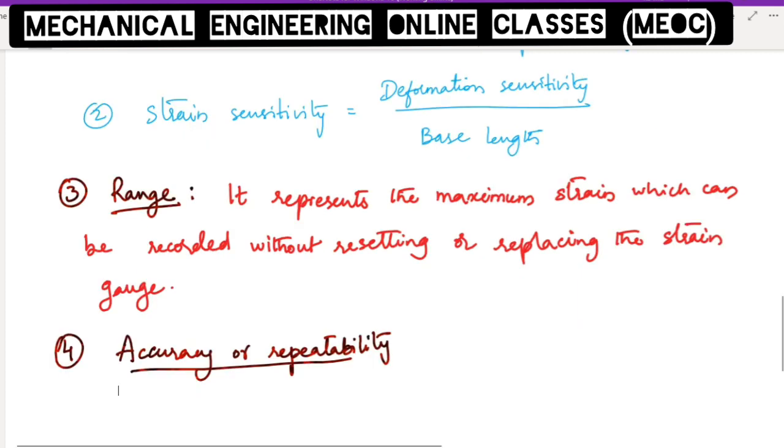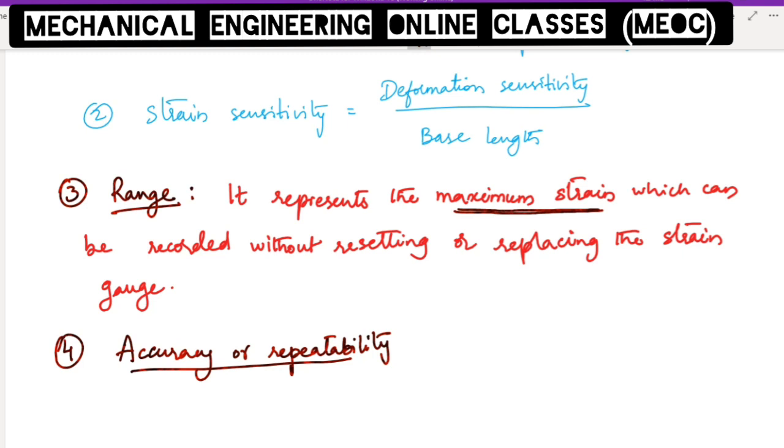The third characteristic is range. By definition it represents the maximum strain which can be recorded without resetting or replacing the strain gauge. So it is the maximum strain that can be measured using a strain gauge.